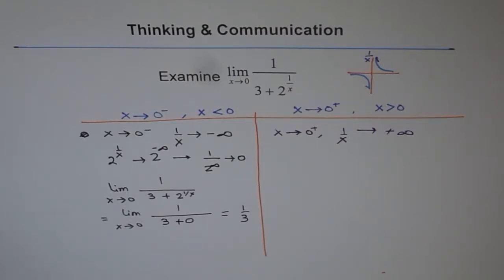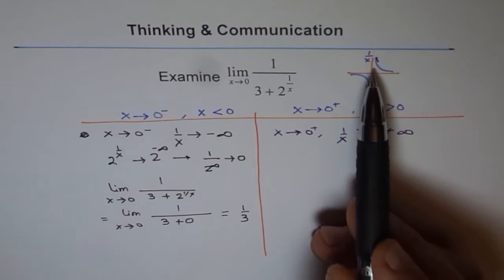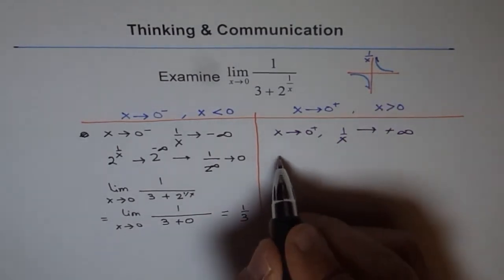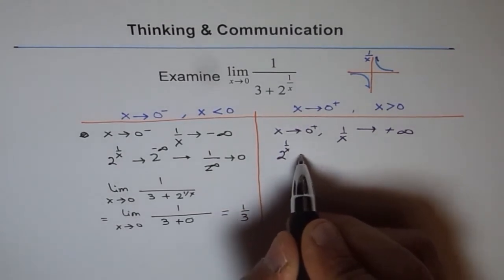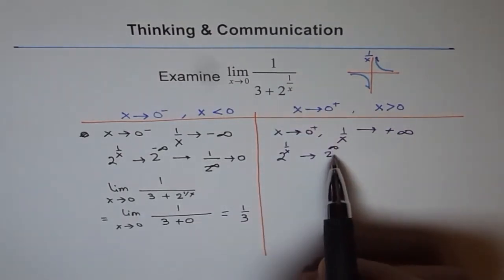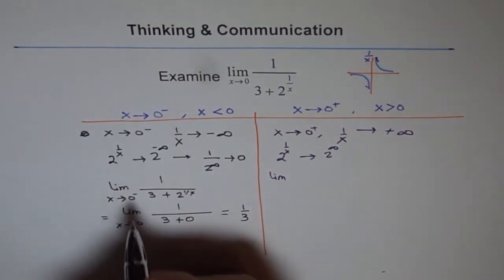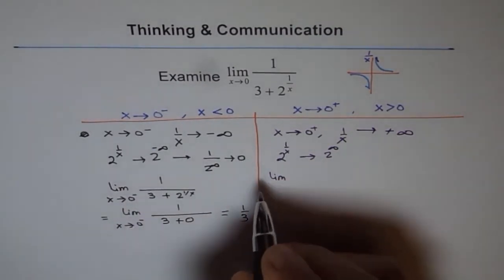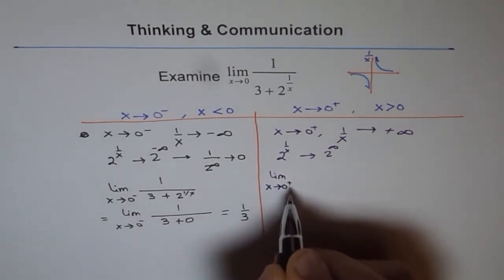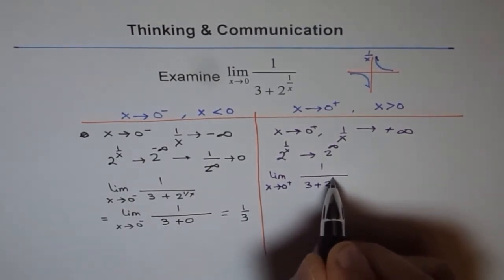Let's examine what happens to our function as x approaches from the positive side. Now let's do the same math here. As x approaches from the positive side, that means from this side, 1 over x approaches infinity. And therefore, 2 to the power of 1 over x approaches 2 to the power of infinity, correct? Now, we'll replace 2 to the power of 1 over x by 2 to the power of infinity. So the limit here, I should have written minus in front of the minus side, and the limit when x approaches 0 from the positive side for the function 1 over 3 plus 2 to the power of 1 over x.